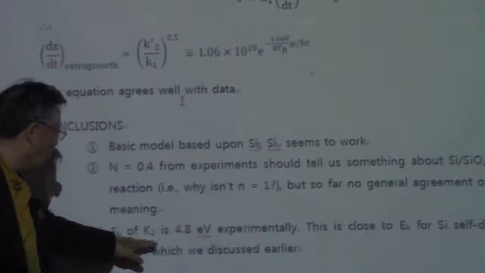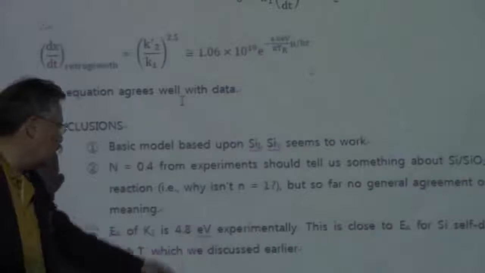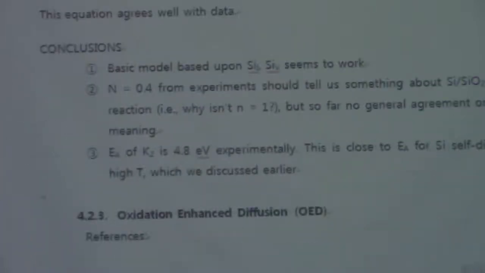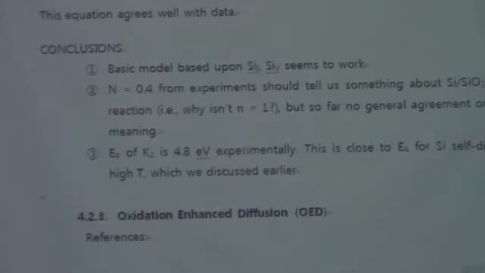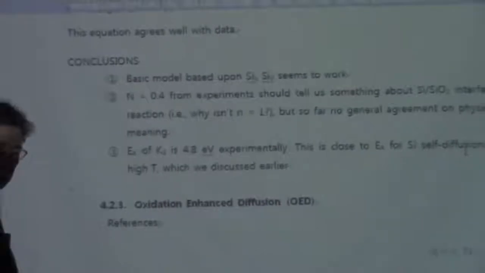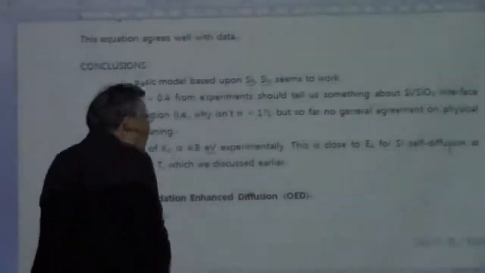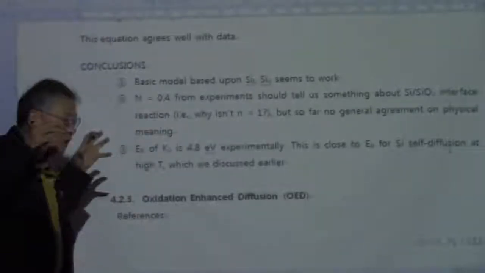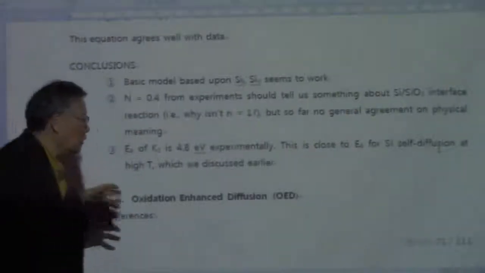And the activation energy of K2 neutral growth turned out to be 4.8 electron volts experimentally. And this is close to the activation energy for silicon self-diffusion at high temperature. That's a pretty good approximation we have here. Okay, so in the oxidation-induced stacking fault case, we start out with the simple equations.